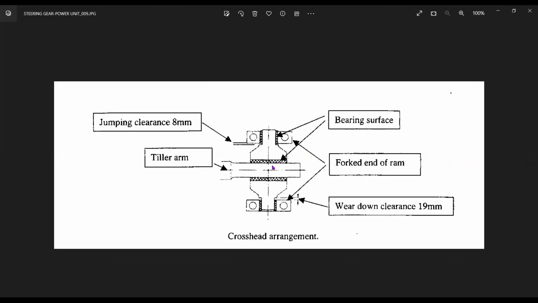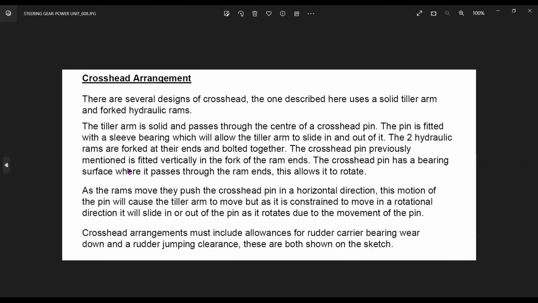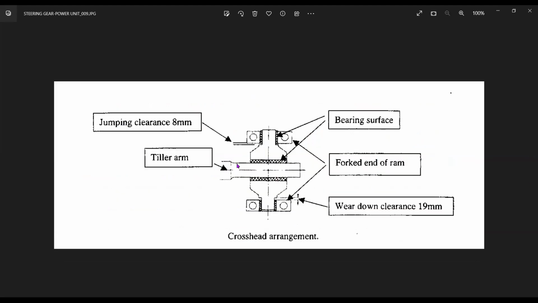So it will allow it to move in the horizontal direction, because here the entire weight of the crosshead is quite a substantial thing. Okay? So it will slide in or out of the pin as it rotates to the movement of the pin. That means as it goes in the port and starboard direction, this entire thing will push the crosshead to the starboard or port direction, and this will slide in and out of the crosshead bearing. The crosshead's horizontal bearing, through this it will slide in and out. Means as it moves from port or starboard direction, this will move in and out.